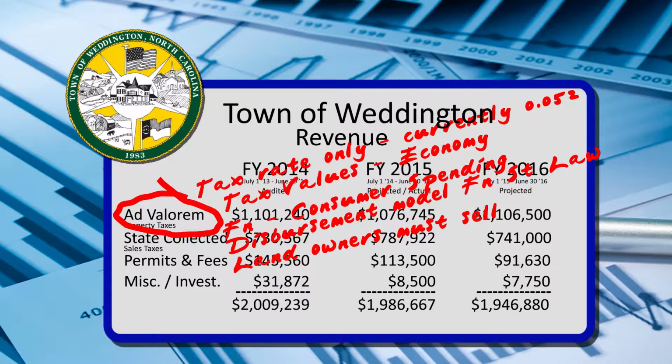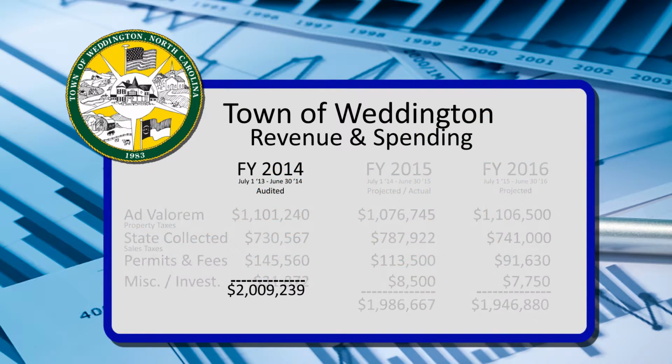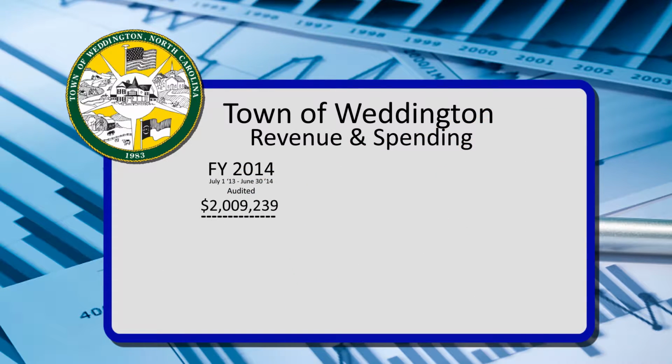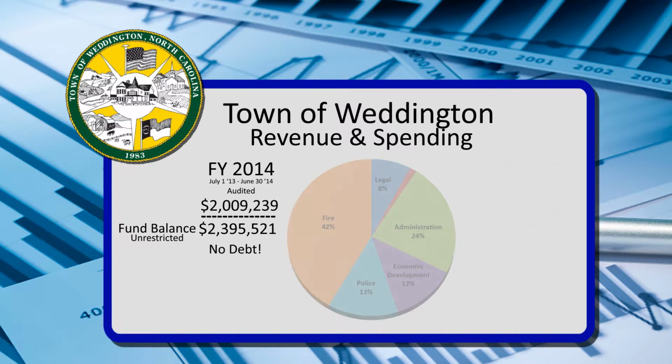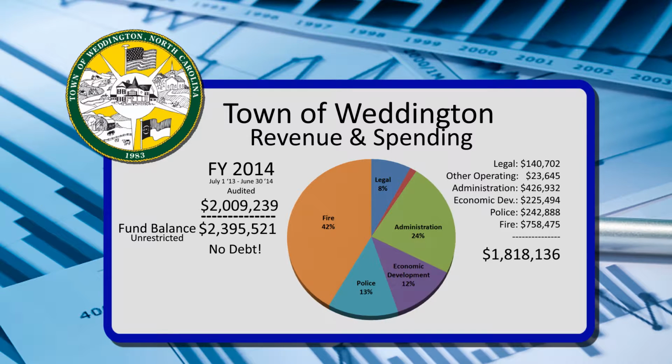So we've taken a look at our annual revenue. So next we need to understand that each year our revenue comes in on top of what is called a fund balance. Think of that as our savings. As of the last audited financial report, the town carried a fund balance of almost $2.4 million. And in addition, the town has no debt.